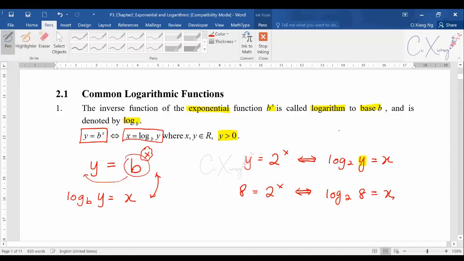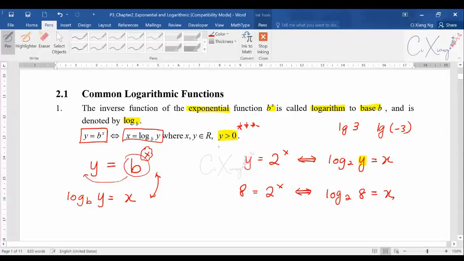If you don't believe it, you can maybe press the calculator. Log 3, you'll get the answer. But if you press log bracket -3, you'll get an error. Which means that the function is only defined for the domain y greater than 0. This is very important, so make sure you remember it.